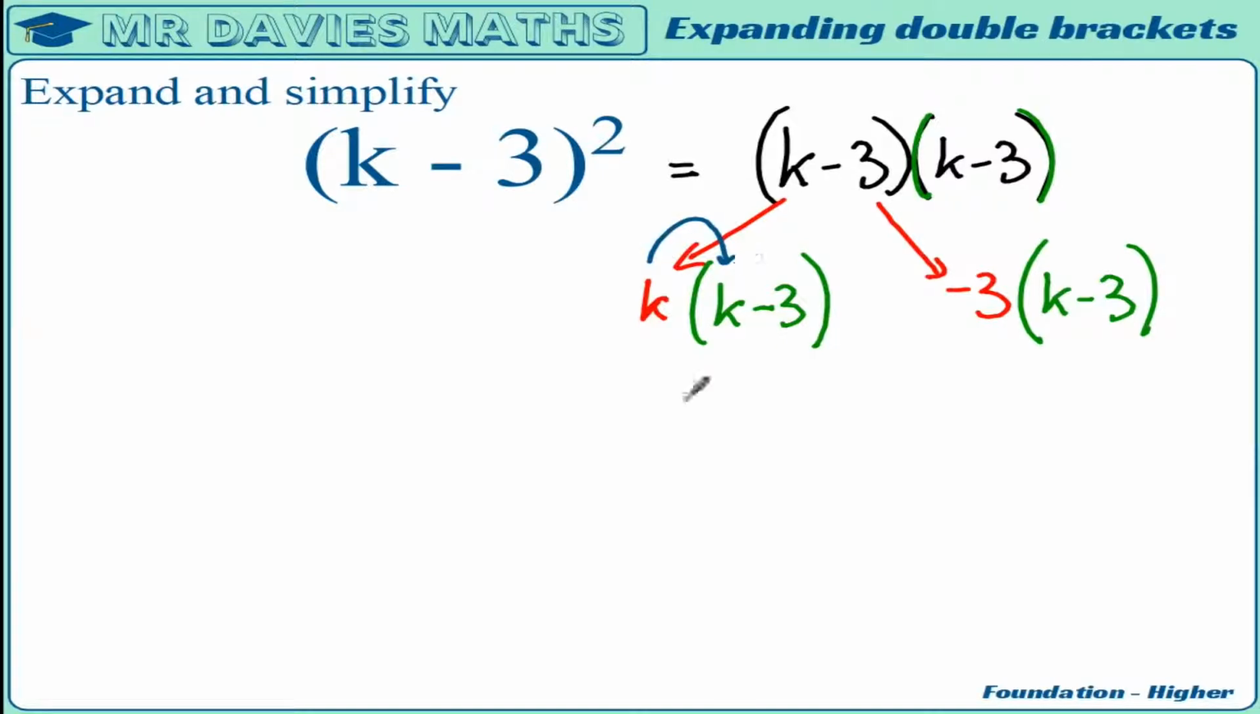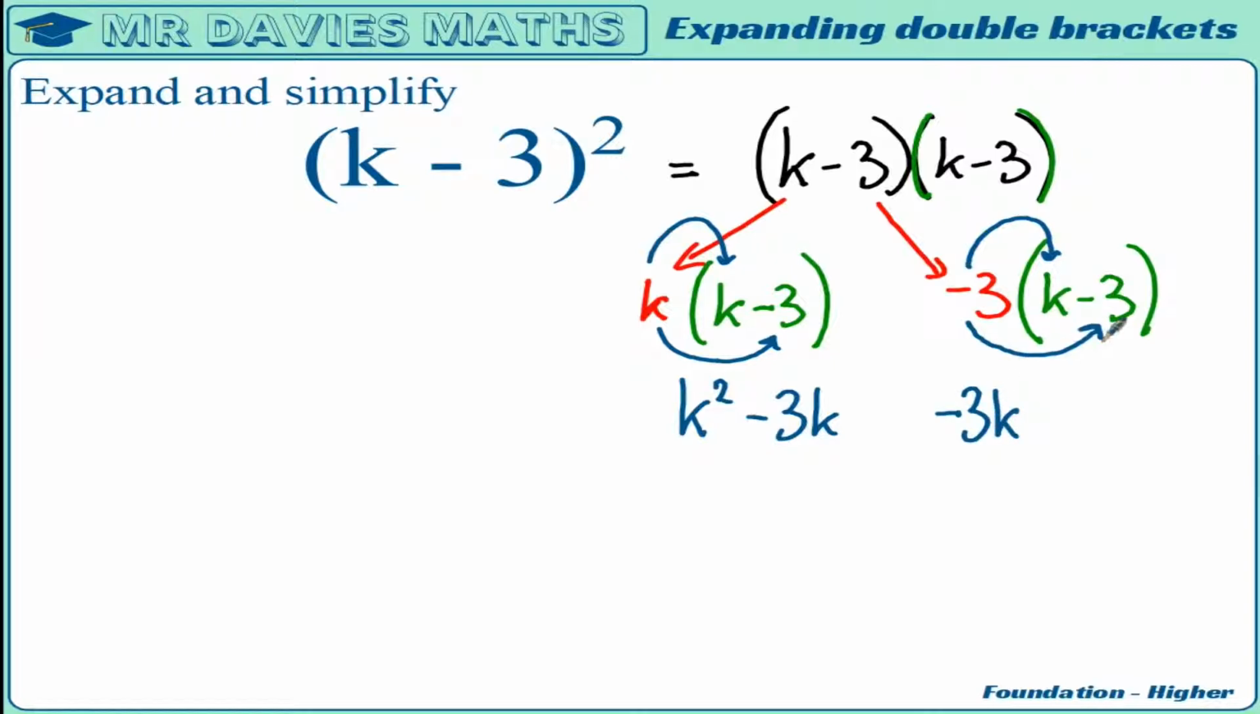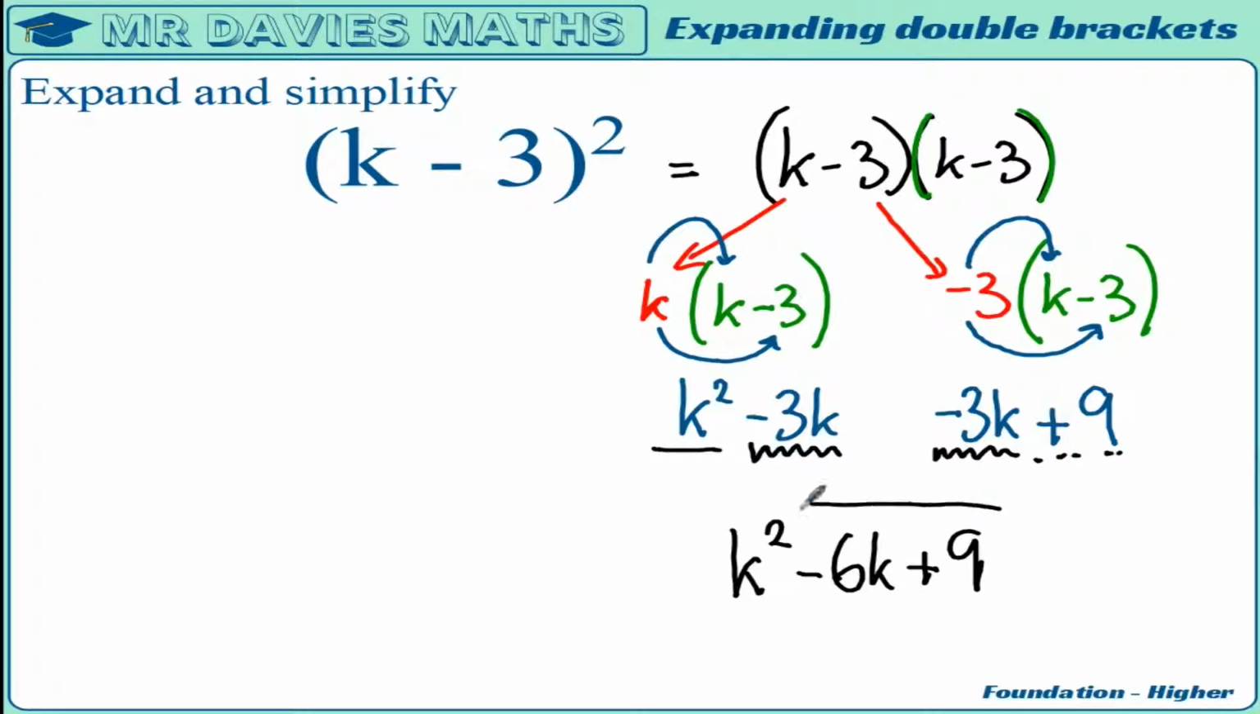k times by k is obviously k squared. k times by minus 3 is negative 3k. Over here in this bracket, we've got negative 3 times by k, which is also negative 3k. And negative 3 times by negative 3 is actually positive 9. A little bit of tidying up. We've got k squared. We've got minus 3, so that's where we are on the number line right now, and then take away another 3. So if I go further down the number line, I actually stop at minus 6k, and then we've got this plus 9 on the end, and that's what we need for our final answer.